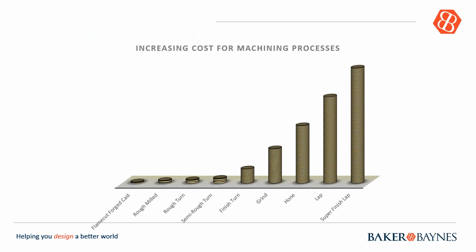And if you look at it here, the increasing cost of machine processes, and we can all agree that something just rough milled is not very expensive versus something which is ground, or honed, or even a super finish that you see at the end there.